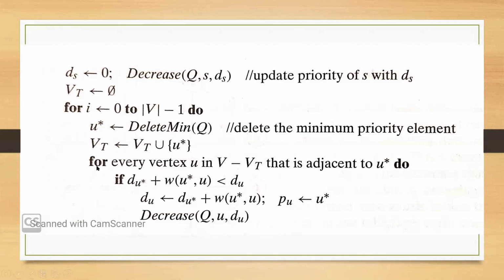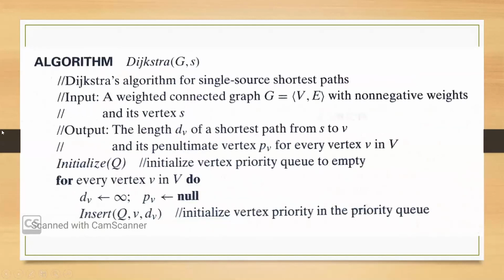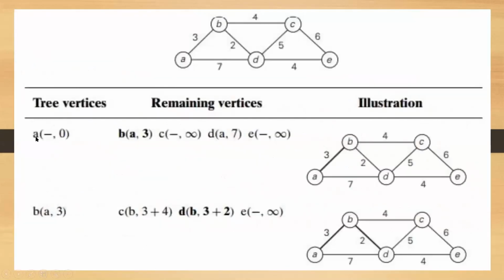Within that for loop itself, the second for loop that is nested within that, for every vertex U in V minus Vt. Now we have to check the remaining vertices, V minus Vt, that are adjacent to U star. Now we have removed the U star and you have to find which are the vertices adjacent to this U star. For example, you have removed this A from the queue and now we have to see which are the vertices that are adjacent to this A. Isn't it? Now remaining vertices are B, C, D, and E. So out of this, you come to know that B and D are the adjacent vertices.